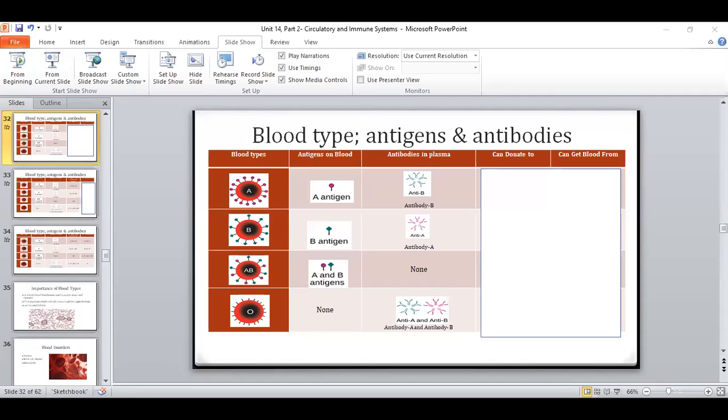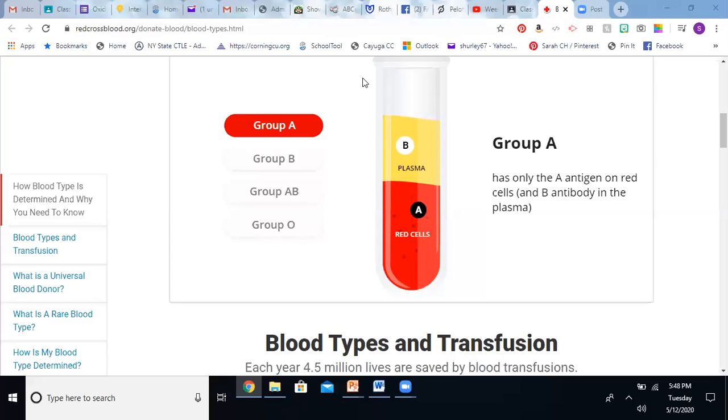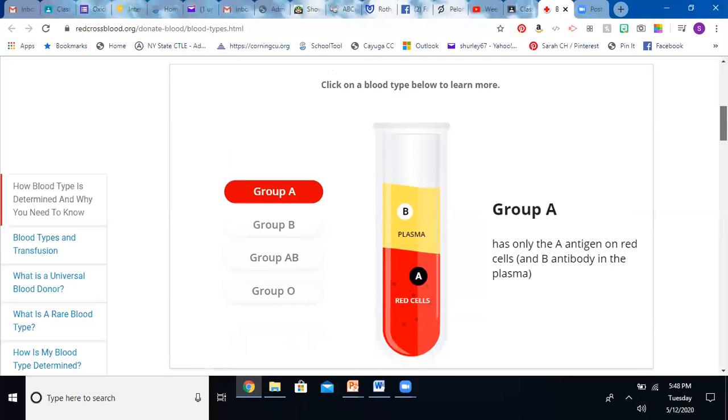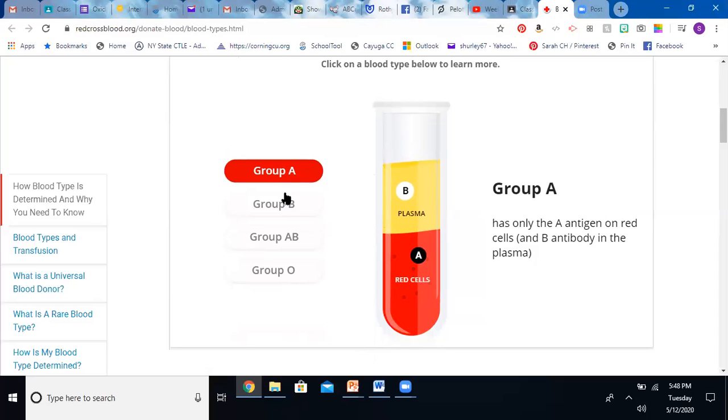Okay, so let's look at this real quick. This is just an example of what your blood looks like. It says click on the blood type. So this is the redcross.org.